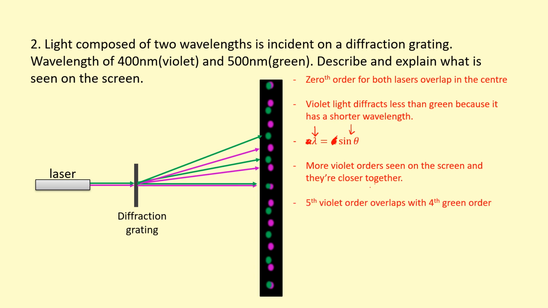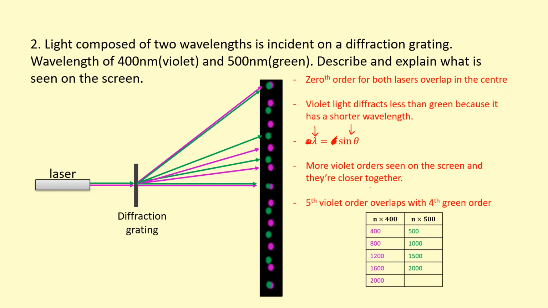But then the 5th order of the violet will actually overlap with the 4th of the green, like this at this point here. So how can we find that? How can you tell? Well, you have to find the lowest common multiple for the path difference. So you can see the path difference for the 5th violet order and the 4th green order is the same. So they'll actually form at the same angle as well.